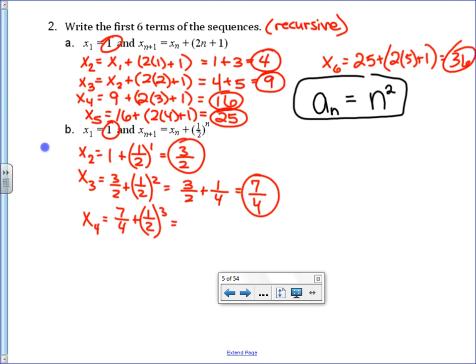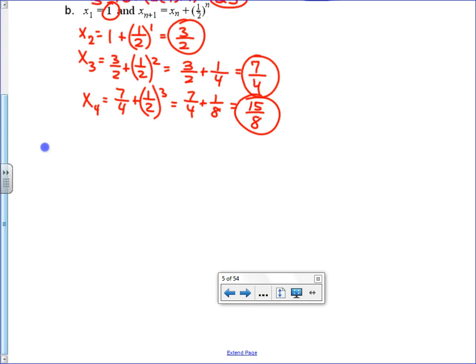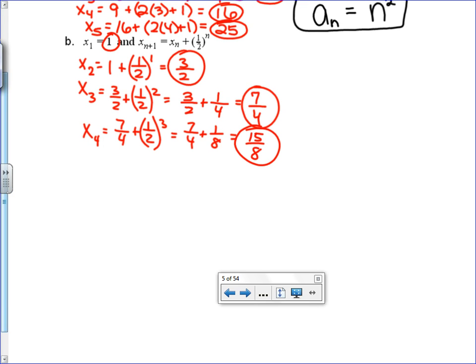Oh, you're already doing the math. Yeah. So 7/4 plus 1/8. Oh no, just times 2. So 14/8 plus 1/8, 15/8. Does anybody see a pattern yet? Kind of, sort of? Let's do another one.